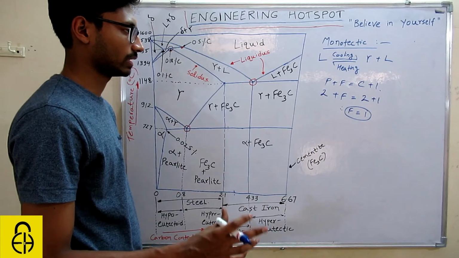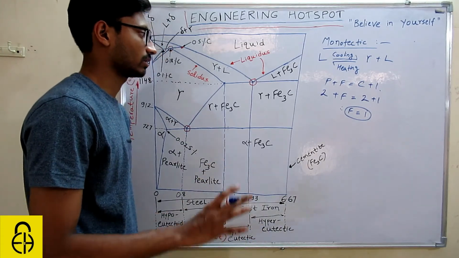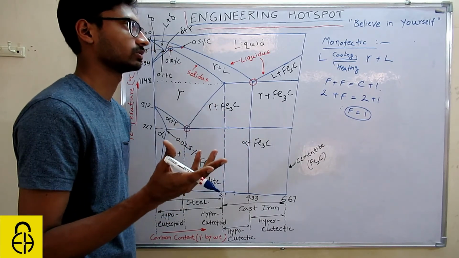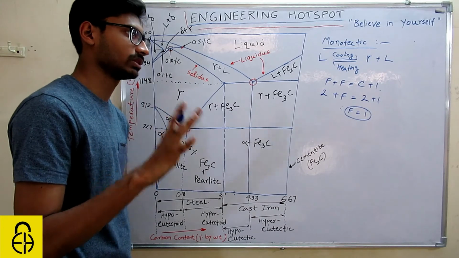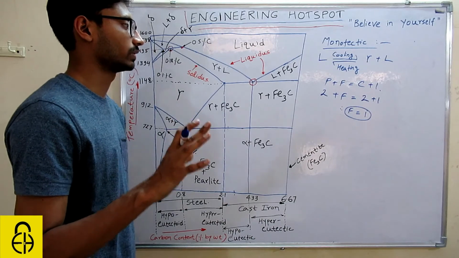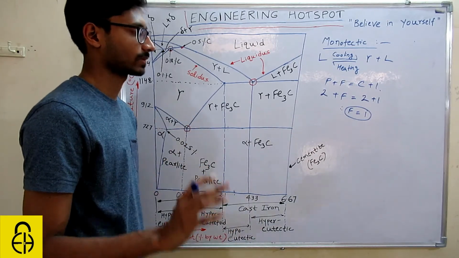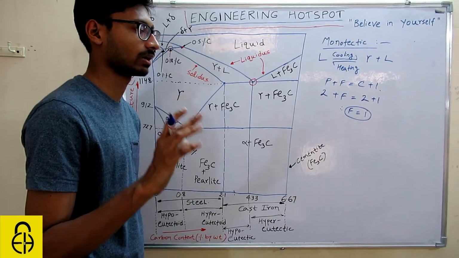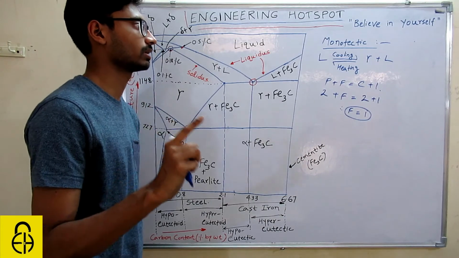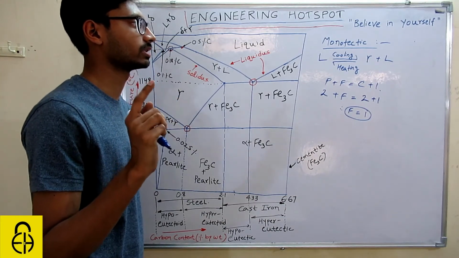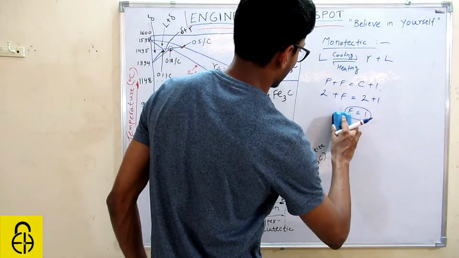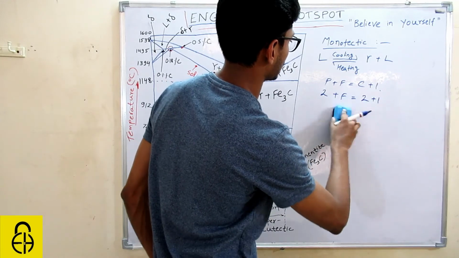What does it mean? It means that there is one variable, like if you change one variable, you will still have this point, monotectic point. That's why degree of freedom is 1. Again I am saying, if you change any one of the variables, you will still have monotectic point. It will not disappear. So that's why degree of freedom is 1. This is not an invariant reaction, okay? Degree of freedom is not 0.